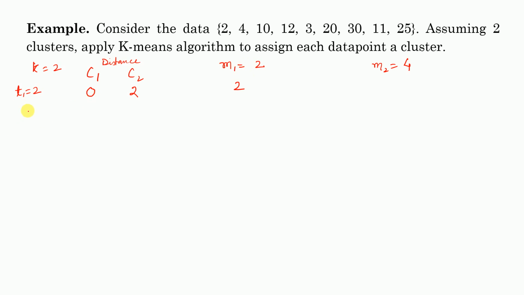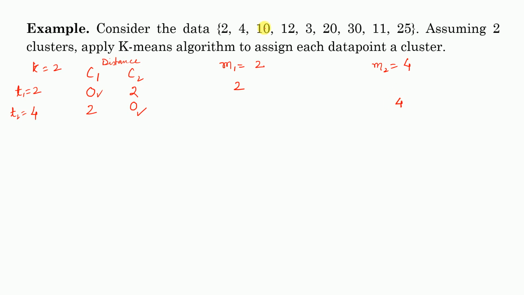Now the next point is t2 equal to 4. The distance of 4 from 2 is 2, and the distance of 4 from 4 is 0. So the minimum is this one. In the first case the minimum was this one, I just mark it with a tick mark. In this case the minimum is 0, so this point is assigned to cluster number 2.